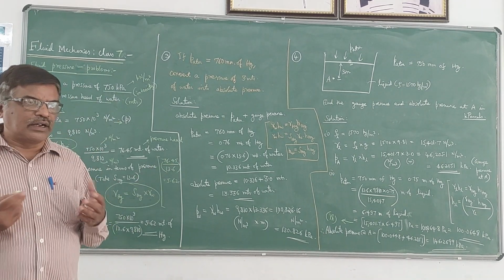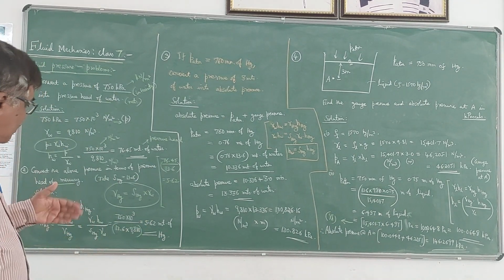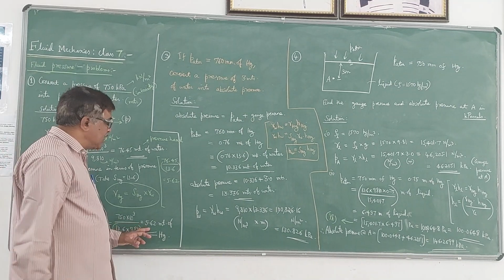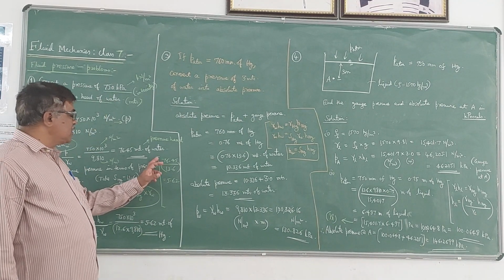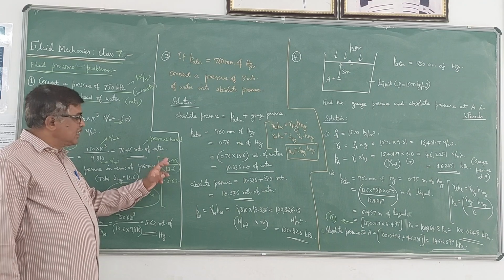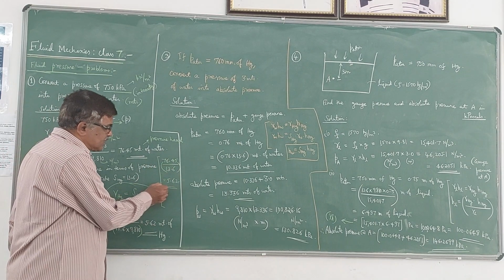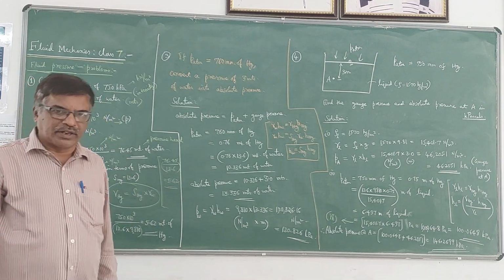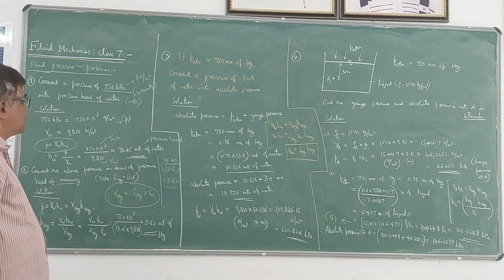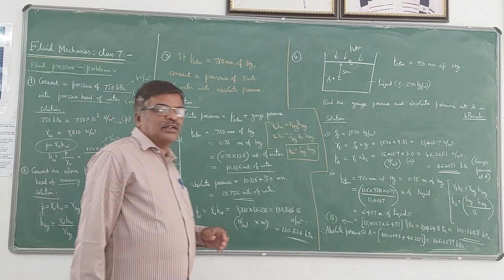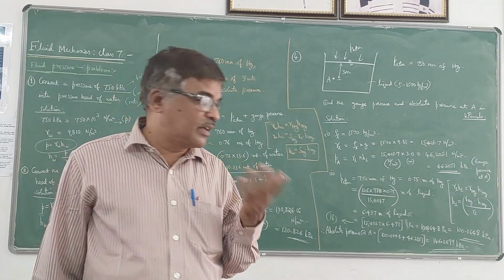So if you want the pressure head in terms of mercury, divide whatever meters of water there is by the specific gravity of mercury, and you are going to get the pressure head in terms of mercury. So like this also you can do. This is how we can convert pressure of one liquid in terms of pressure of another liquid.